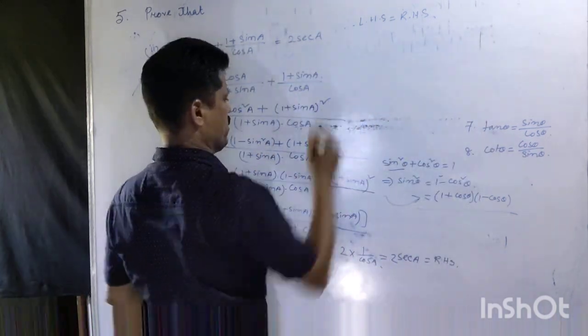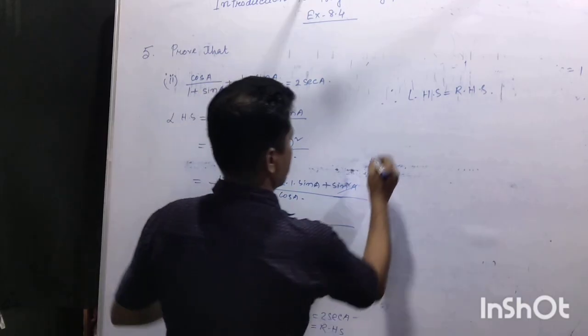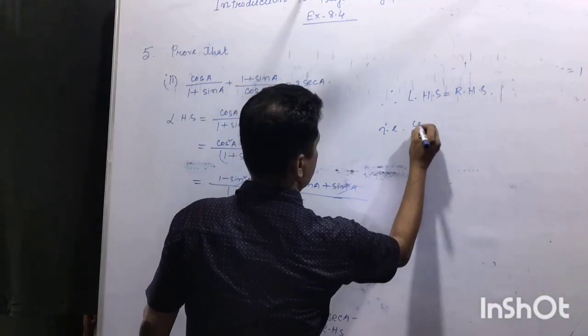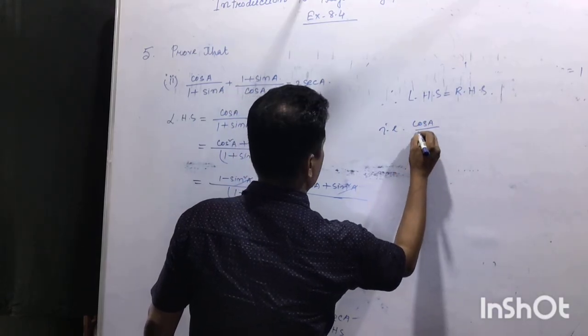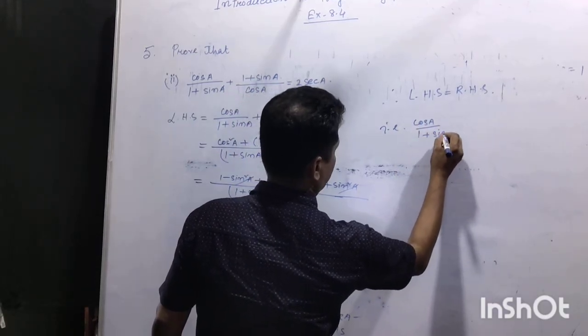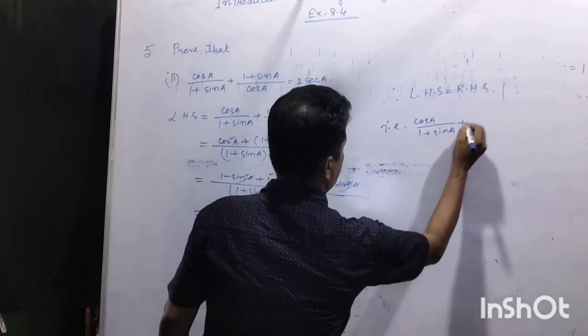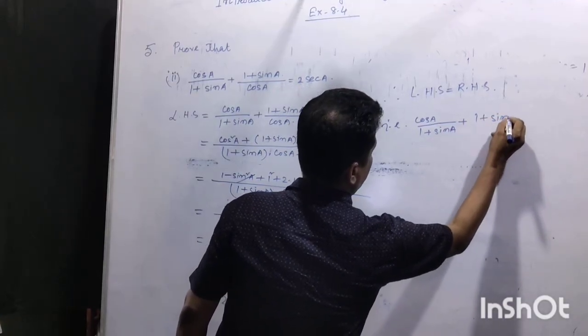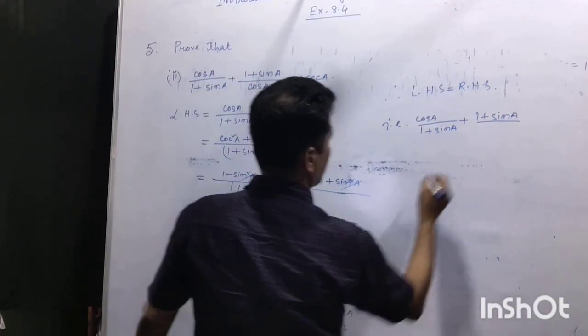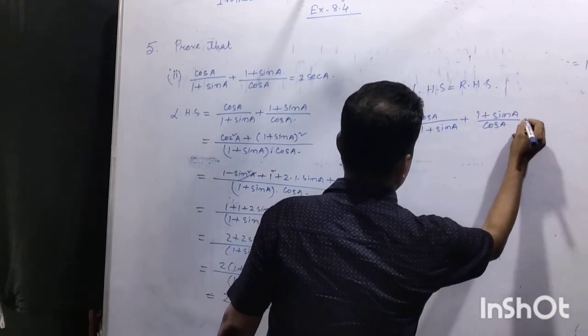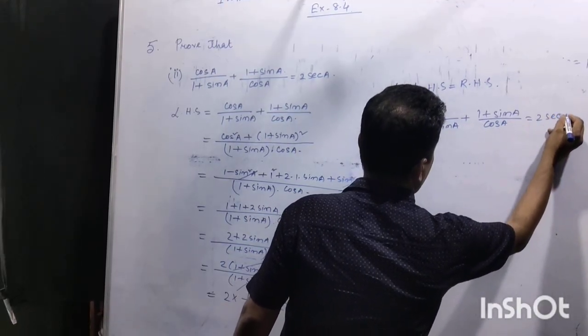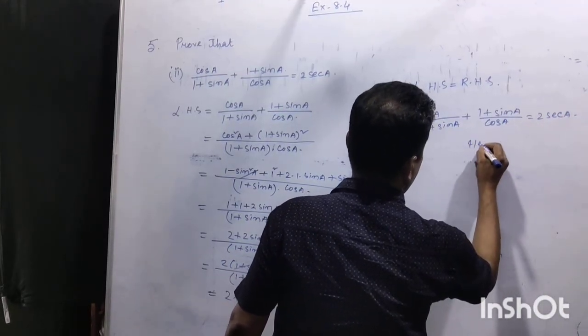Therefore, cos A by (1 plus sin A) plus (1 plus sin A) by cos A is equal to 2 sec A. Hence proved.